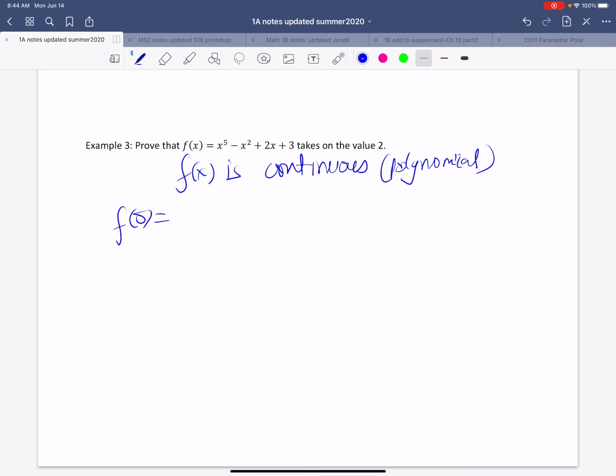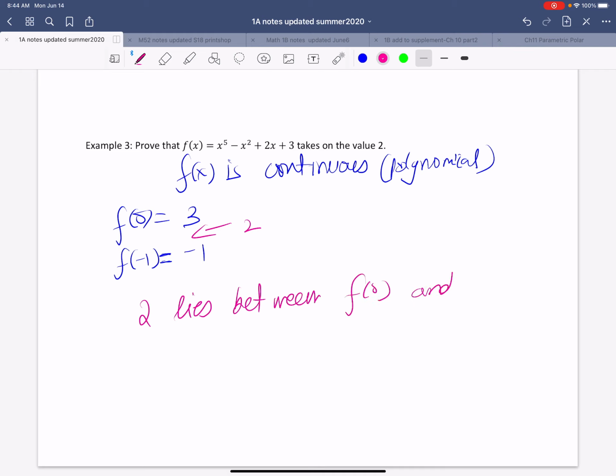f of 0 was 3. f of negative 1 was negative 1. So 2 lies somewhere in between 3 and negative 1. So we can say 2 lies between f of 0 and f of negative 1.